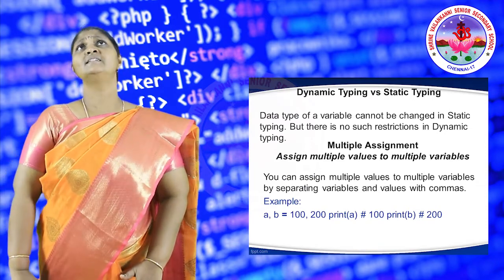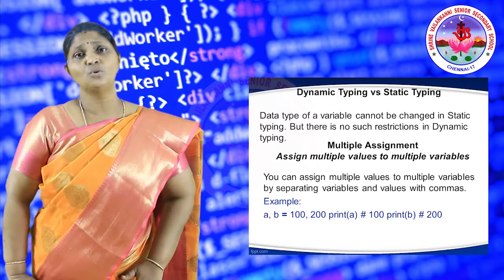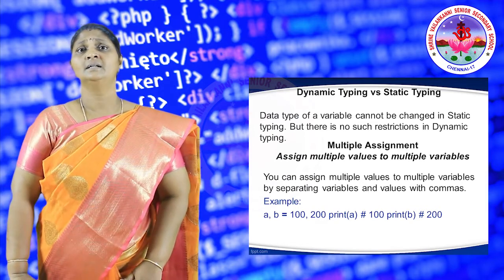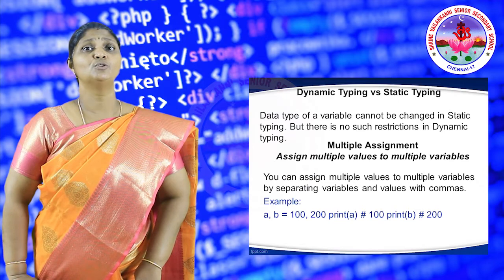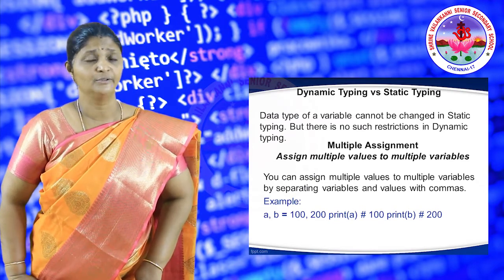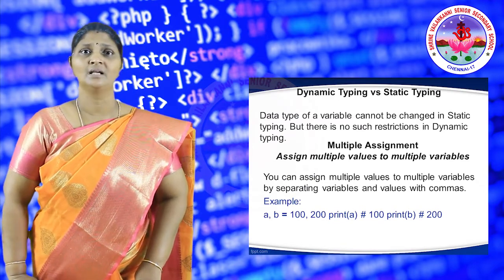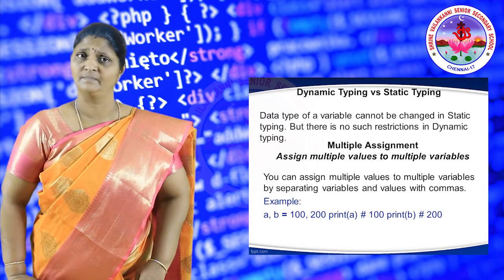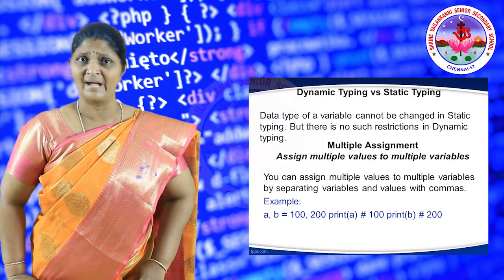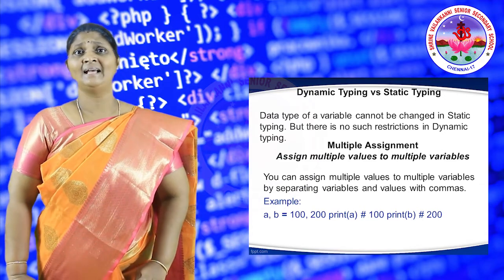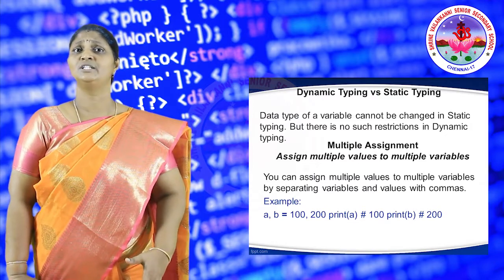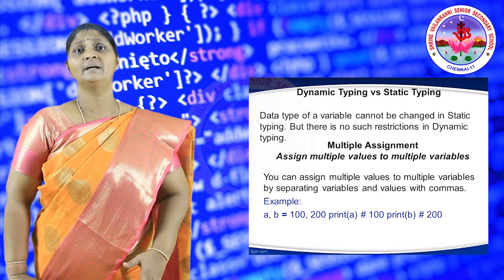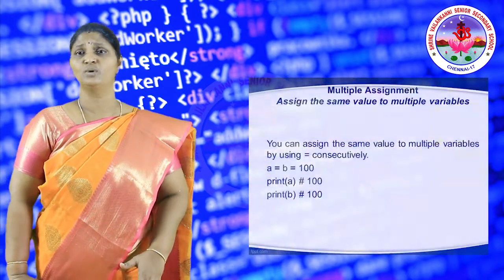So if we give the same in such a way that A is equal to 100, comma B is equal to 200, is that correct? No, it is not. You can't do that because these are two separate statements. So you can't do in this manner. Python has one special feature which is helping us to assign multiple values to multiple variables like A, comma B is equal to 100, comma 200.